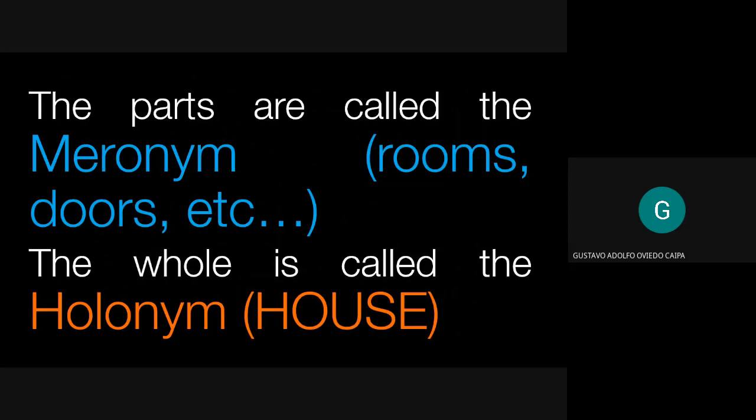Okay, so the parts, what we call the parts, are the meronyms. That's the specific term that we have, the meronyms. And the whole, the element that is the whole, is called the holonym. For example, the house. Or in the other examples that we work with, the living room or the bedroom. Those will be holonyms, and at the same time, they can be meronyms.